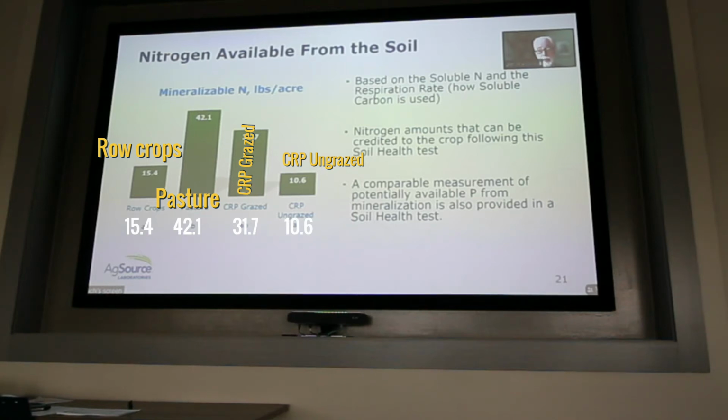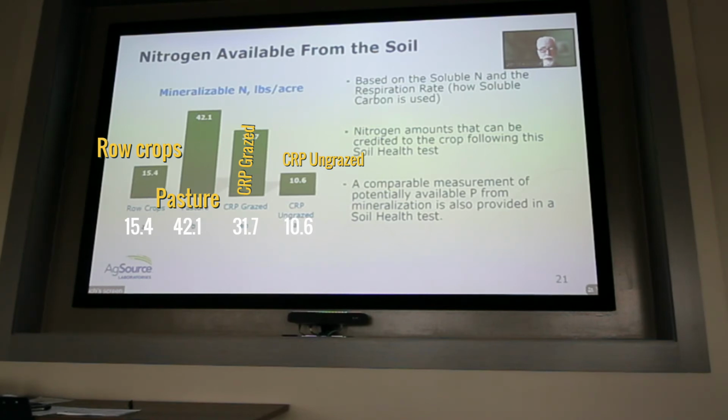So you can see the row crop, there wasn't much organic matter in the soil to start with. It has a very low potential to release more nitrogen throughout the growing season, whereas the pasture and the grazed CRP actually have quite a bit of potential. And the nitrogen would become available as the season progressed and the crop would use it.